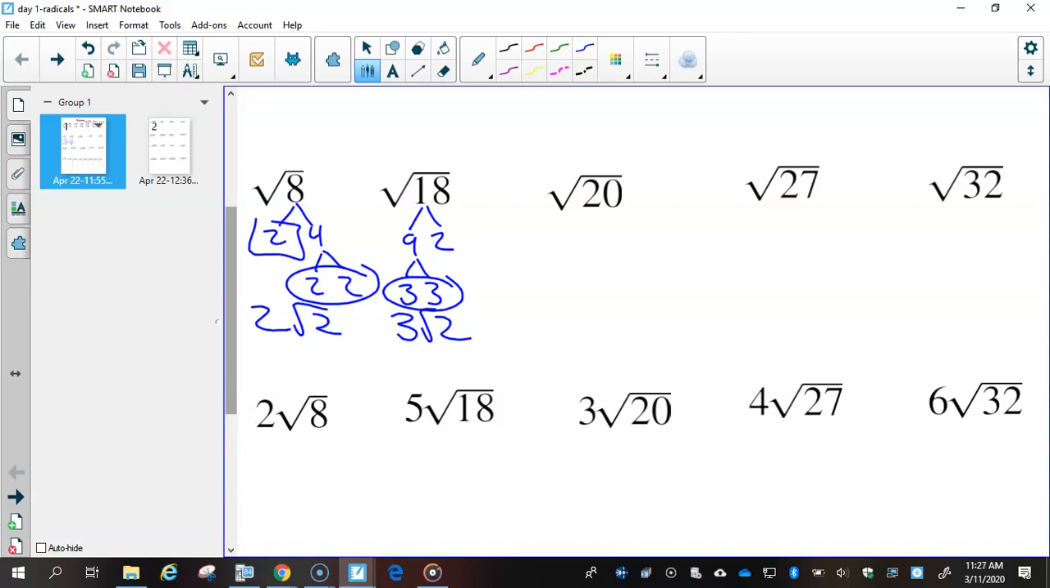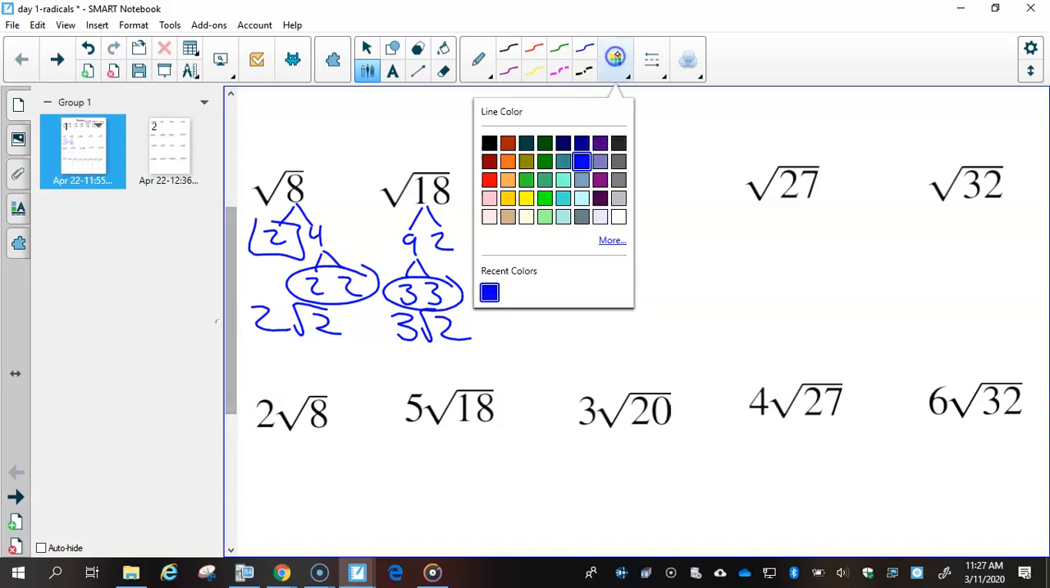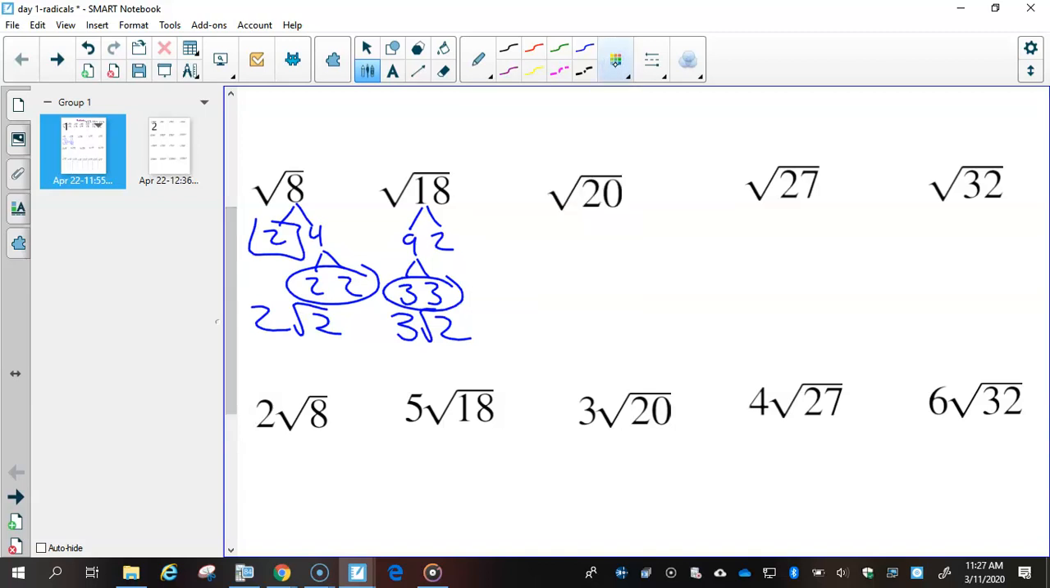Okay. Now, what are 2 other factors of 18? 6 and 3. Can you break either one of these numbers down? 6 to what and what? 3 and 2. We still have a pair of 3s even though they're separate. You're looking for pairs. As long as you have a pair, that pair can come out. Doesn't really matter where they are.